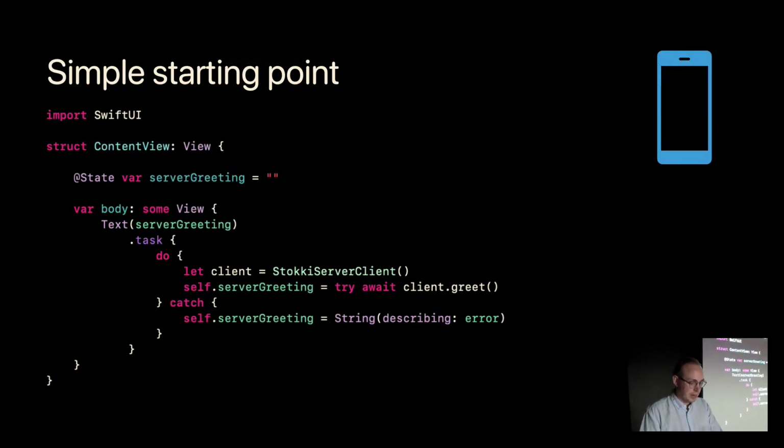So let's say our server is set up to just return hello when you call greet. Then when the view loads, after a couple of seconds, you should just see the text hello. So it's really, really simple to get started, and you don't need a lot of code to get this working.